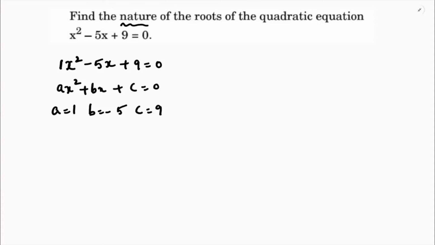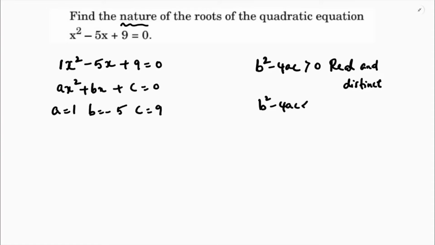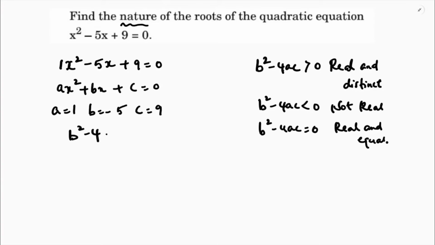Nature of the roots means comment upon the roots. So we need to find the discriminant, b square minus 4ac. If it is greater than 0, the roots are real and distinct. If b square minus 4ac is less than 0, the roots are not real. If b square minus 4ac is equal to 0, the roots are real and equal.